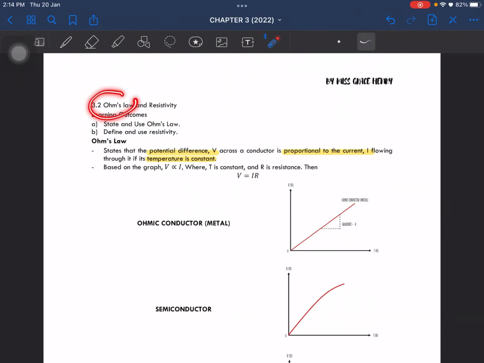Subtopic number 2, which is on Ohm's law and resistivity. So in this subtopic, you should be able to state and use Ohm's law, and lastly, define and use resistivity. Okay, so what is Ohm's law?